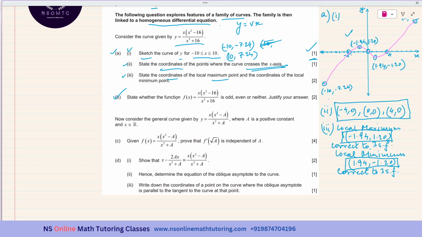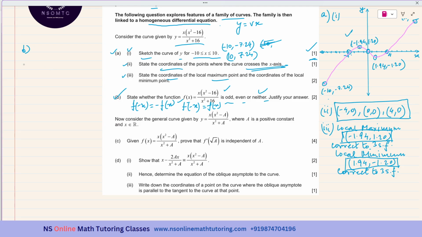Subpart B. State whether the function f of x equal to x times x square minus 16 over x square plus 16 is odd, even, or neither. Justify your answer. Okay. So subpart B. What is odd? It is an odd function if f of negative x equal to negative f of x, and it will be an even function if f of negative x is equal to f of x, and it is neither function when it doesn't satisfy this or this.